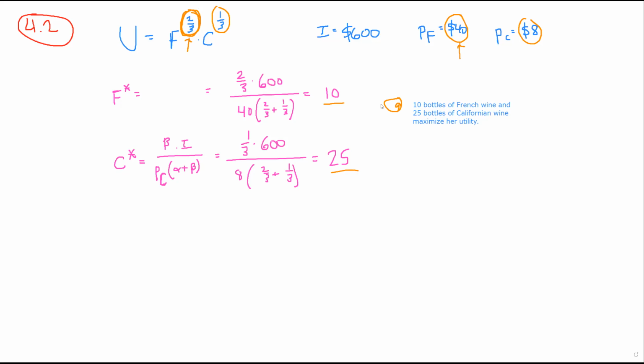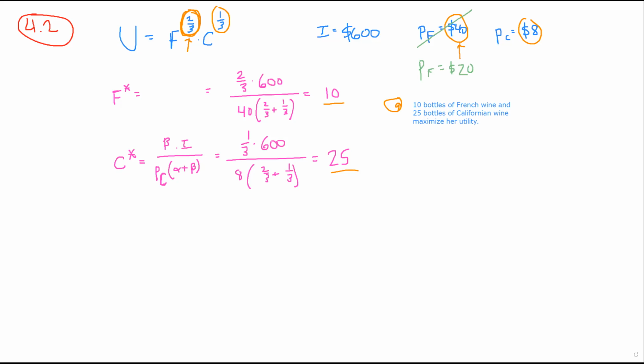When she arrived at the wine store, our young enologist discovered, I guess an enologist is someone who studies wine, that the price of French Bordeaux had fallen to $20 a bottle because of a decrease in the value of the euro. So if the price of California wine remains at 8, how much would she purchase to maximize her utility under these altered conditions? Cool. Well, that just means we got to make one small change. The price of French wine is now 20, and we recalculate.